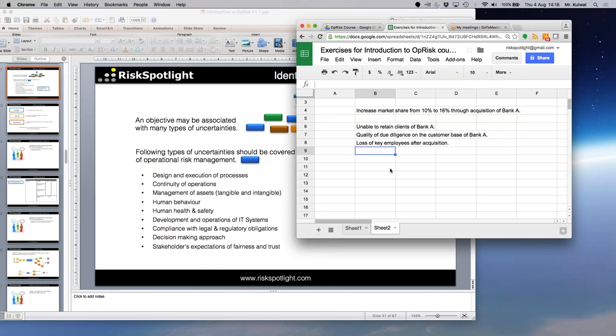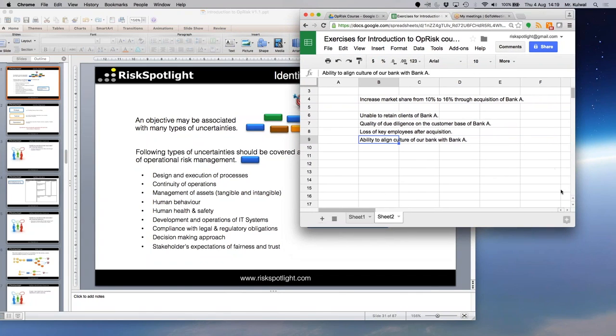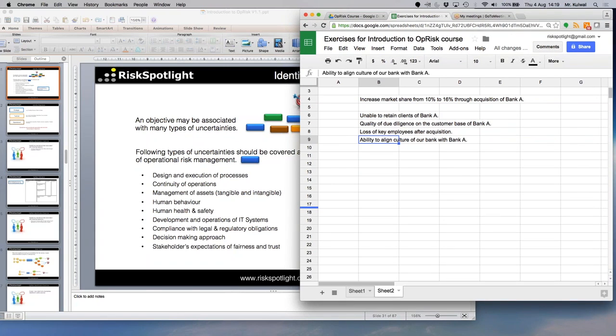So there is the cultural barrier. So ability to align culture of our bank with Bank A. If customers were used to a certain way in which they interacted with the bank staff because of the culture of Bank A, and then if those customers start interacting with our employees and our culture, and they see a big difference, then customers may not like the changes they are seeing, and that may result in impact on that objective.